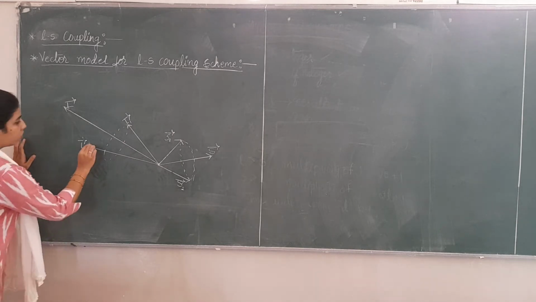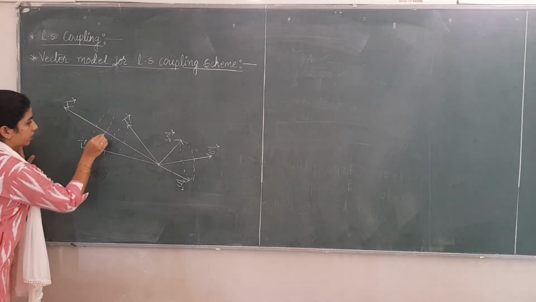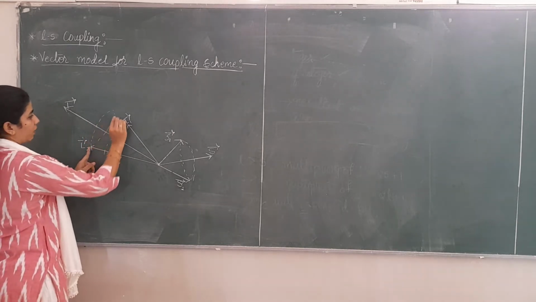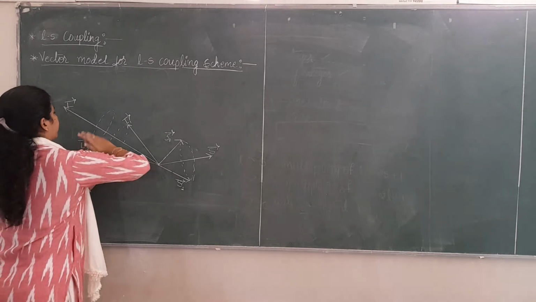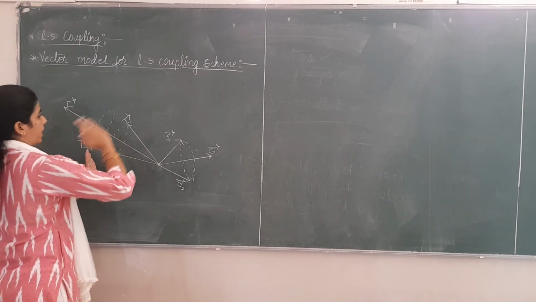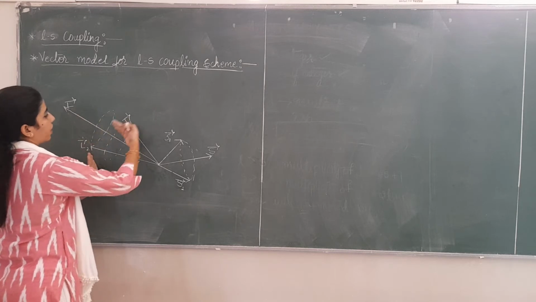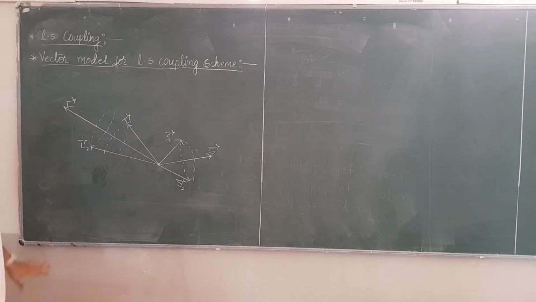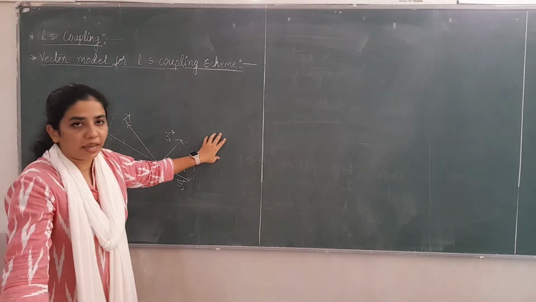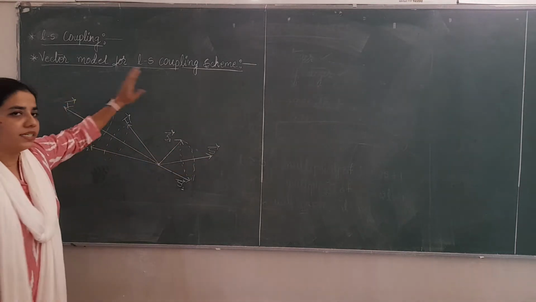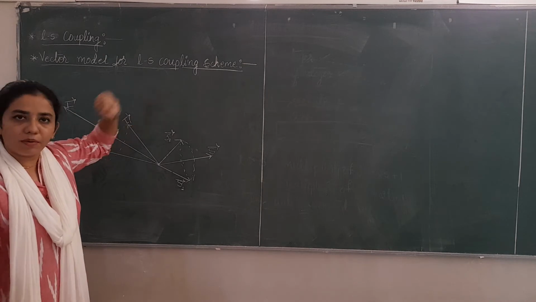Then L2 is going to precess around it. This vector will be precessing around L, and this L1 is precessing around L. Now, what did we get? The resultant orbital angular momentum and the resultant spin angular momentum. What is the resultant of these two? That is our total angular momentum.